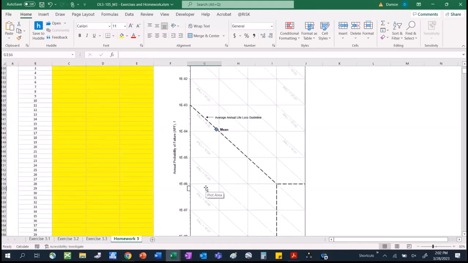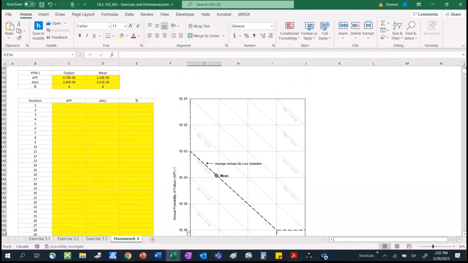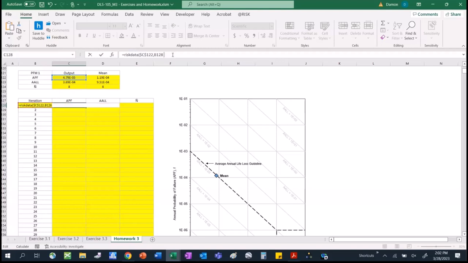All right, so now that we've done all of that, the last piece is going to be to call the data for each iteration. The formula for that is going to be risk data. And then our first input is going to be the output cell that we want to reference. So for this one, it's going to be APF, which is in cell C122. We want to lock that, both rows and columns. And then I need to call the first iteration. It'll be this cell right here.